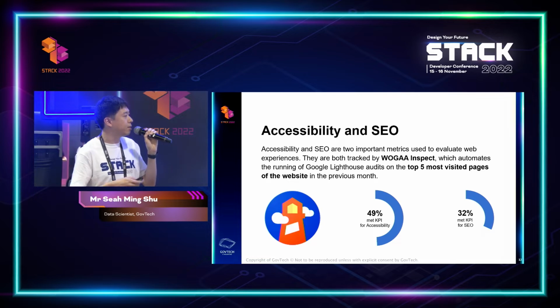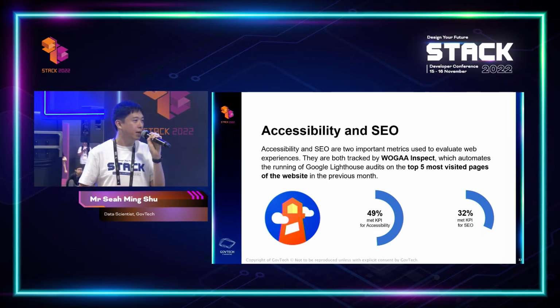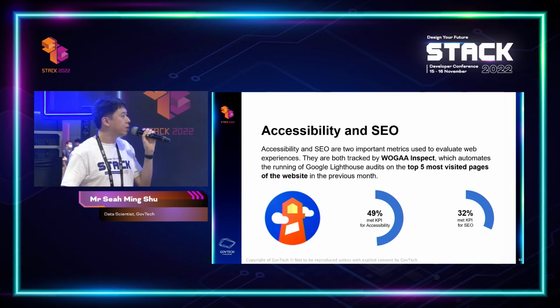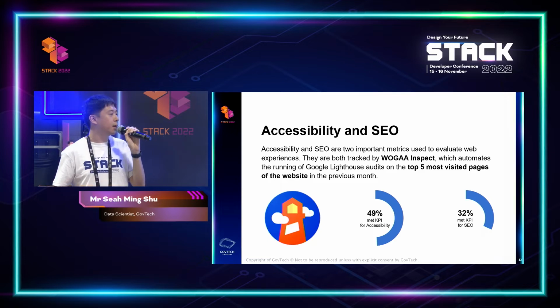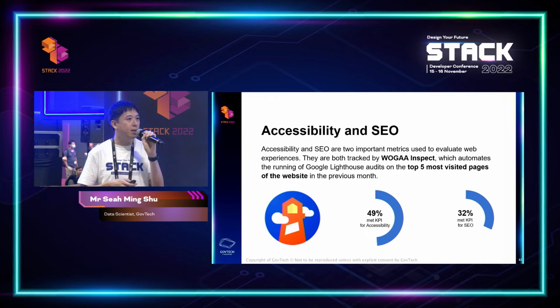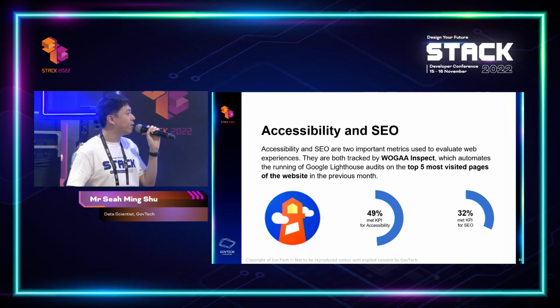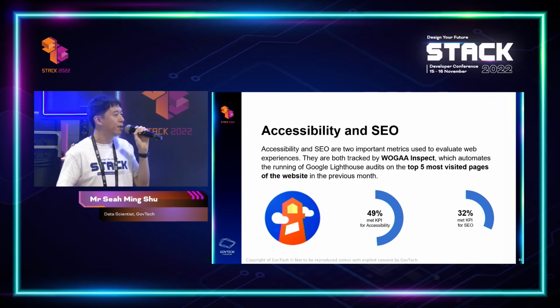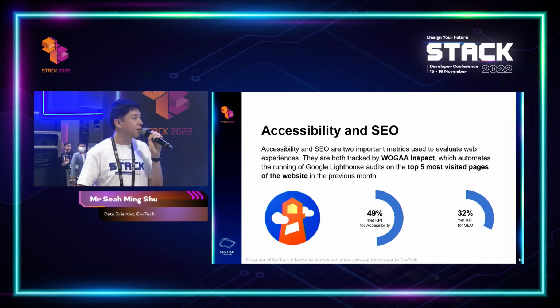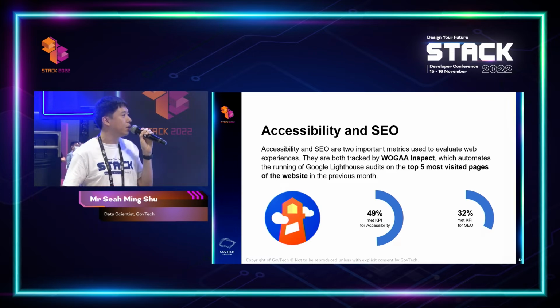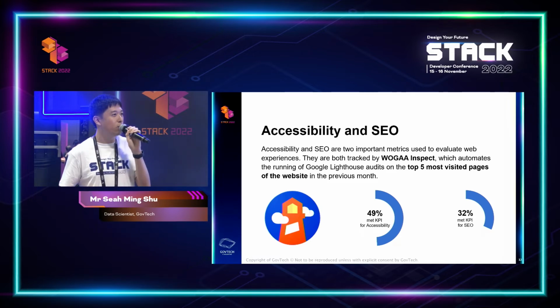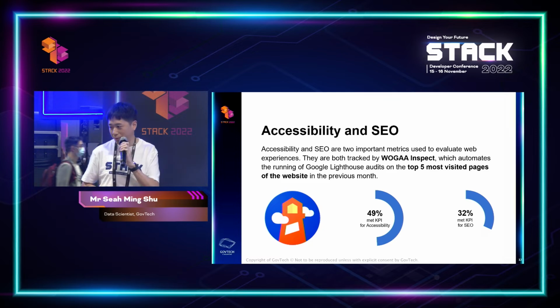So in terms of the KPI itself, based on last year's financial year report, we found out that in terms of accessibility, 49% of the websites met this KPI. This KPI is actually based on Google industry standards. For accessibility and SEO, you have to achieve a score of 90 to be considered as pass. So in this case, 49% of our websites actually met the KPI for accessibility. And correspondingly for SEO, there were 32% of these government websites that met the KPI for SEO.